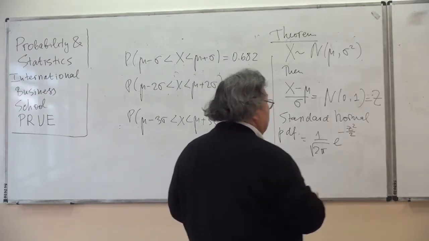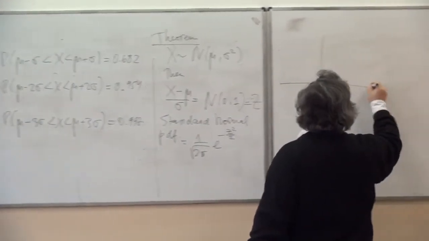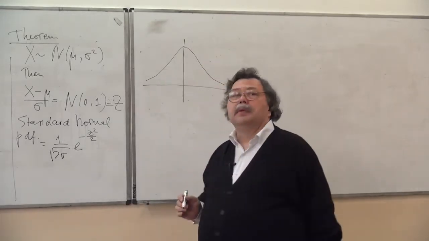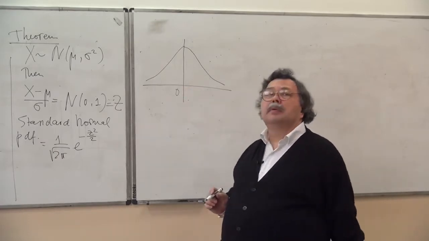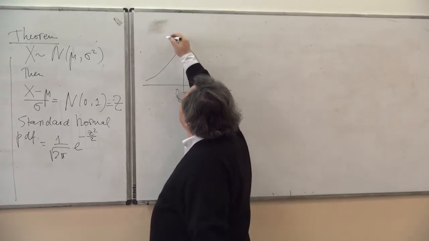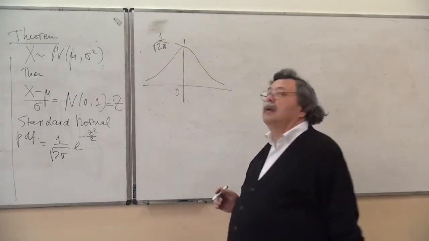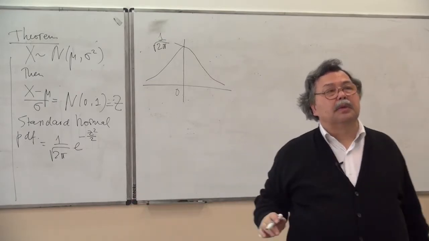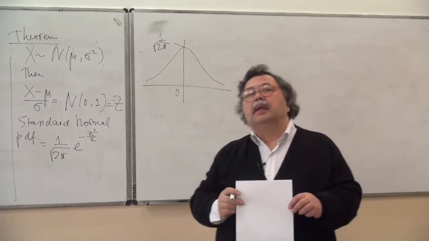And the graph is very similar to the general case of the normal distribution, but the characteristic feature is that it's centered about 0. Mu is 0, and because sigma is 1, this is the highest point here. It's again a bell-shaped curve. It falls down to 0 as we move away from 0 to the right or to the left.